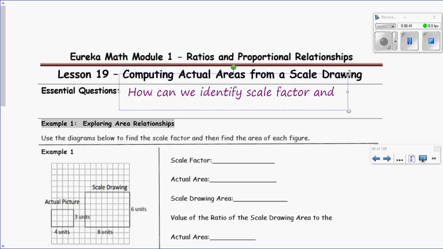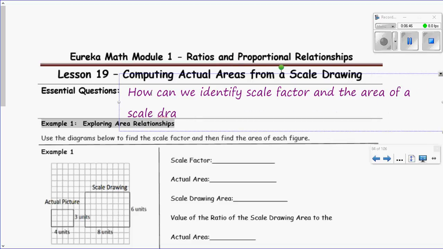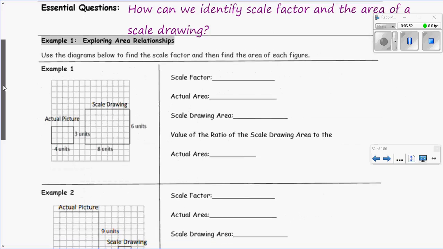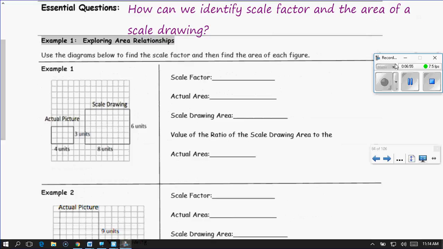And the area of a scale drawing. All right, so we're just going to do examples 1 and 2 here. Pause it if you still need the essential question.